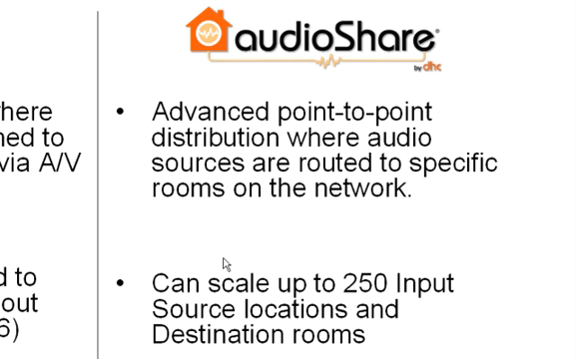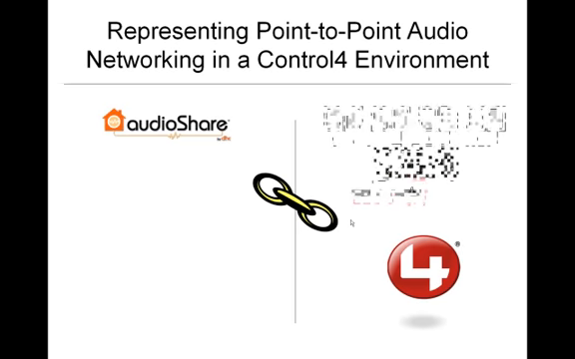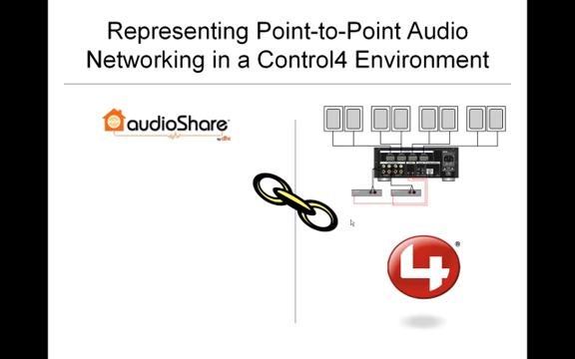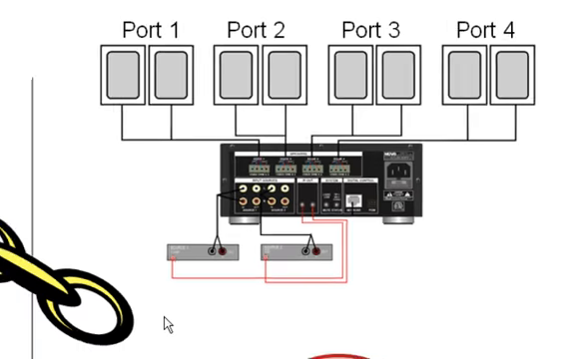So how do we get the AudioShare point-to-point network to play nice in a traditional audio distribution methodology like Control4 uses? To start off with, let's look at a really quick example of an audio distribution solution. Here we have two input sources which could be routed out to 4 different output zones. What you would traditionally do is label those zones with a port or a zone number. In this case we have port or zone 1 through 4.